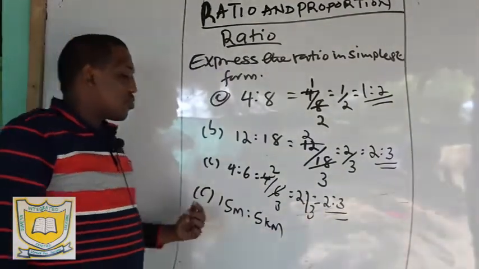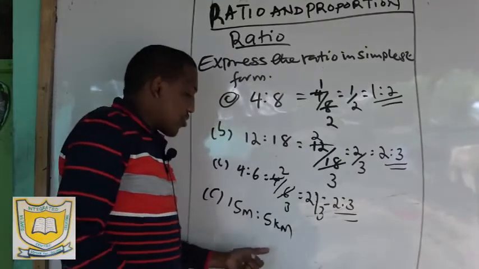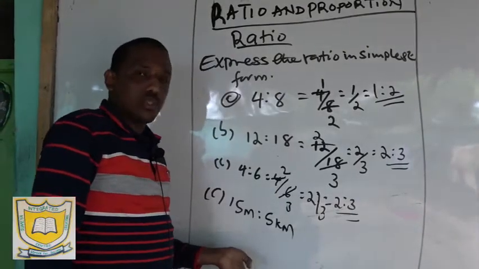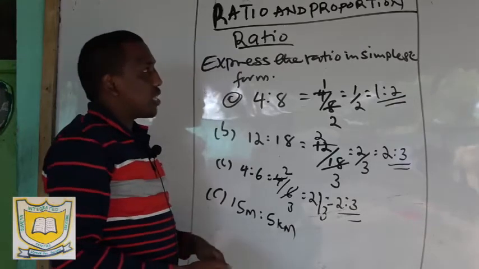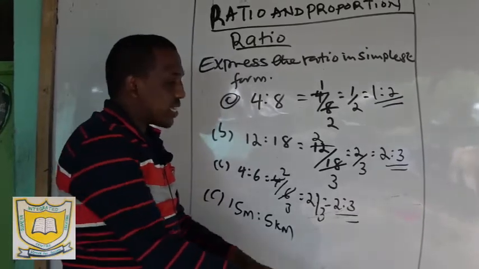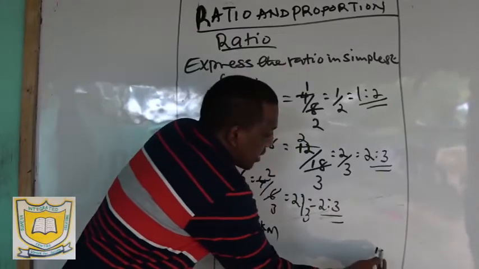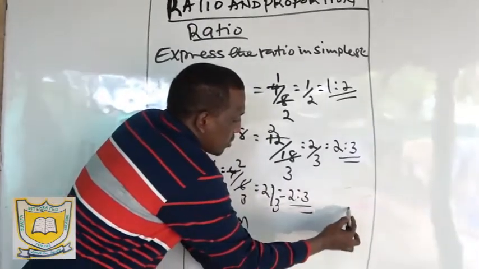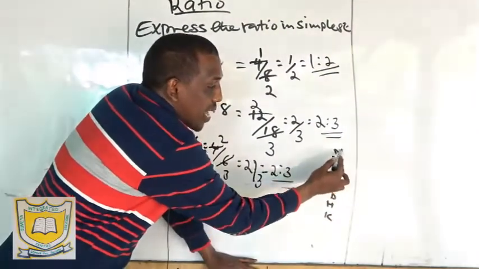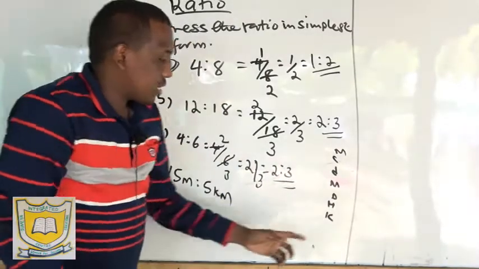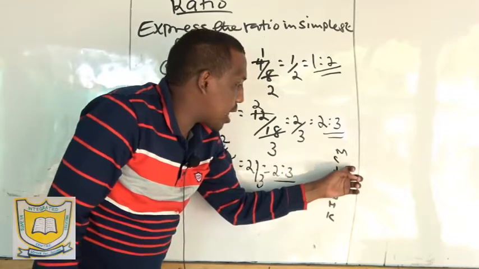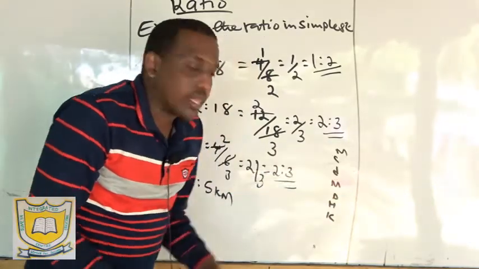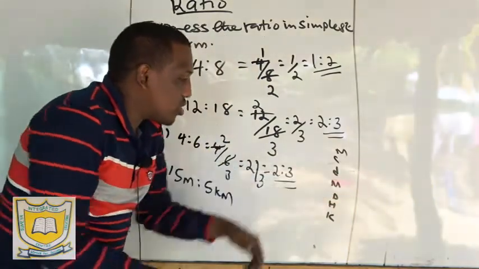One thing you do, because they are not like units, you change the kilometers into meters. How do we change kilometers into meters? We learned that by using King Henry died. So we said King Henry died, miserable disease called malaria. King kilometer, hectometer, decameter, meter, decimeter, centimeter, millimeter.